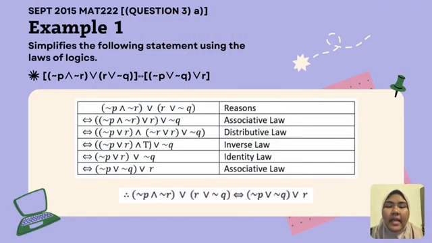So now we are going to look at the first example, which we get from the past year paper, September 2015 for MAT code 222, question 3A. The question asks us to simplify the following statement using the laws of logic. The given statement is not P and not R, or R, or not Q. We need to show that the statement is equivalent to not P or not Q or R.